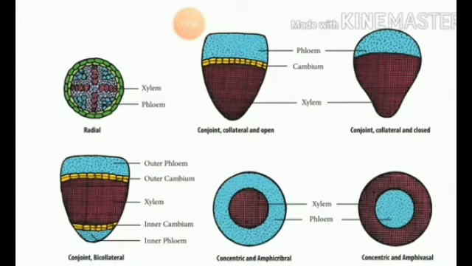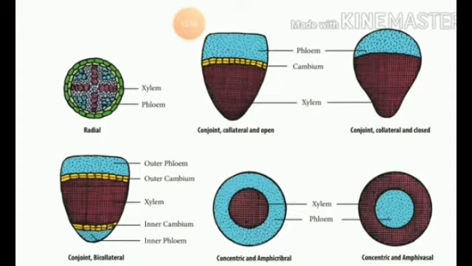So the first one, radial. Xylem and phloem are present on different radii, alternating with each other. Example, roots. Then conjoint bundles: xylem and phloem lie on the same radius. There are two types of conjoint bundles. Collateral. Collateral means arranged together. Xylem lies towards the center and phloem lies towards the periphery. When cambium is present in collateral bundles, it is called open.